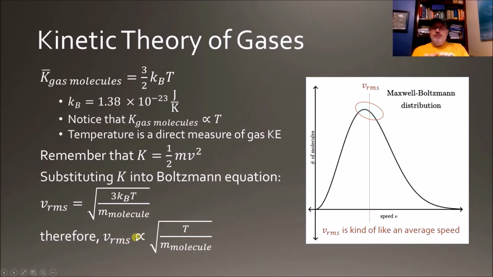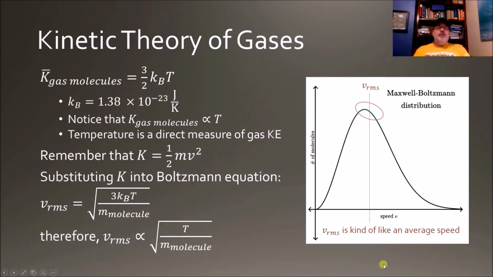Now let's talk about this vRMS just for a little bit and this distribution. This is only an average of the kinetic energy. These molecules are moving around at all kinds of random speeds. So we get a random speed distribution. It looks kind of like this. If you're in statistics, it looks a lot like a bell-shaped curve, but it's not exactly. It stretches out on the right-hand side.